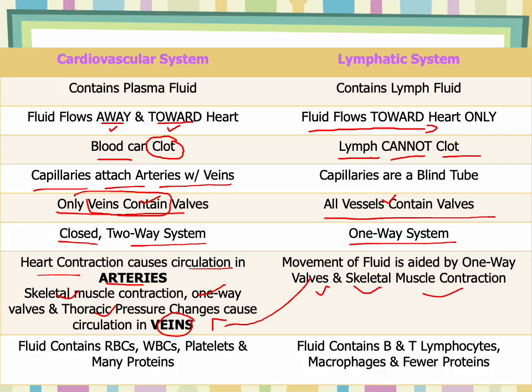All right, and then we have fluid in the cardiovascular system that contains the formed elements of blood, either red blood cells, white cells, thrombocytes, and other proteins. The lymph contains B and T lymphocytes, meaning white cells, macrophages, other white cells, and other proteins that are important to either immune response or proteins that are found in the interstitium.